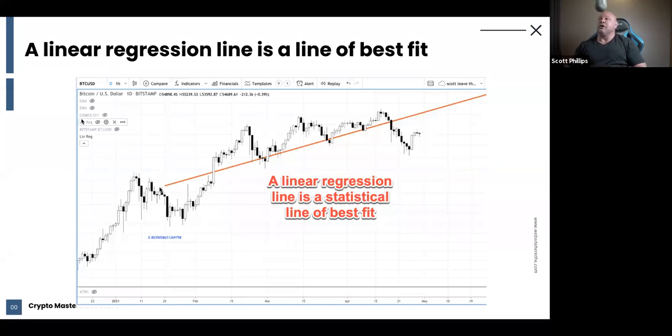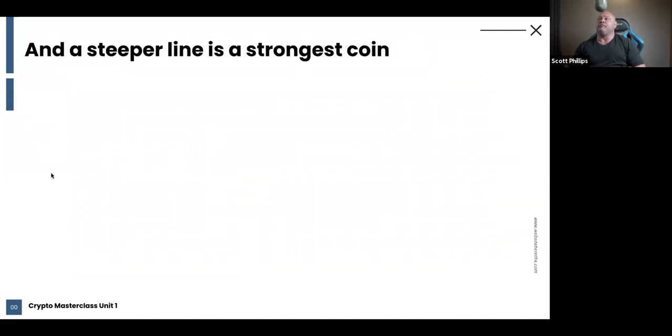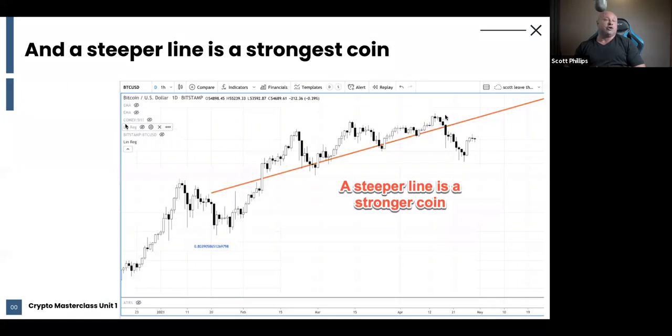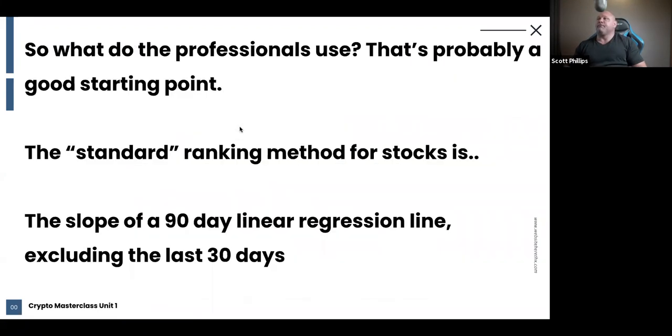So the idea is this is a line of best fit and we look at the slope of that line. A steeper line is a stronger coin. The steepest lines are going vertical, so they're by definition the strongest coins. That's how it works. So what do the professionals use? That's probably a starting point. That's where I started my research.